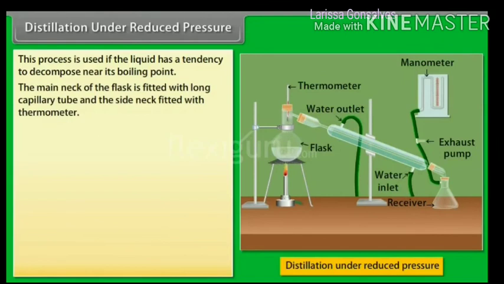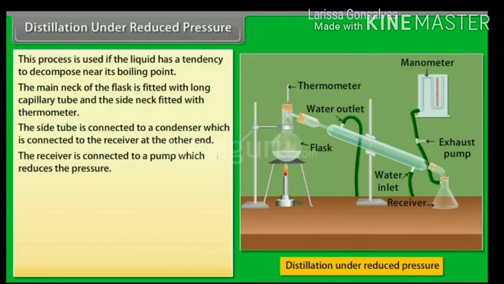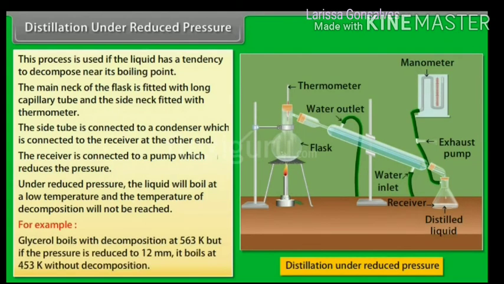The main neck of the flask is fitted with a long capillary tube and the side neck is fitted with a thermometer. The side tube is connected to a condenser, which is connected to the receiver at the other end. The receiver is connected to a pump which reduces the pressure. Under reduced pressure, the liquid will boil at a low temperature and the temperature of decomposition will not be reached. For example, glycerol boils with decomposition at 563 Kelvin, but if the pressure is reduced to 12 millimeters, it boils at 453 Kelvin without decomposition.